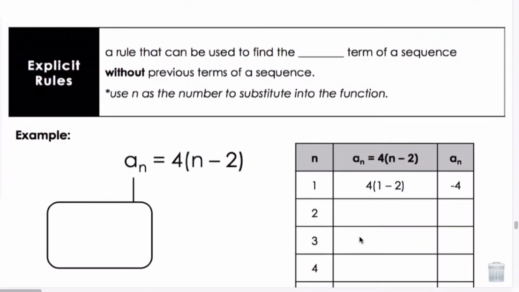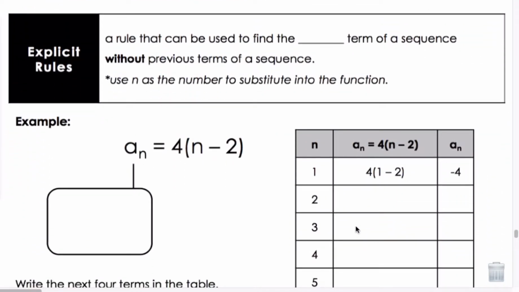Explicit rules are different. It's a rule that can be used to find the nth term of a sequence without previous terms of a sequence. So you don't even need to have a previous term. It's going to give you a rule you can use to find the nth term without knowing anything of previous terms. We're going to use n as the number to substitute into the function. So this again is the value we're finding.